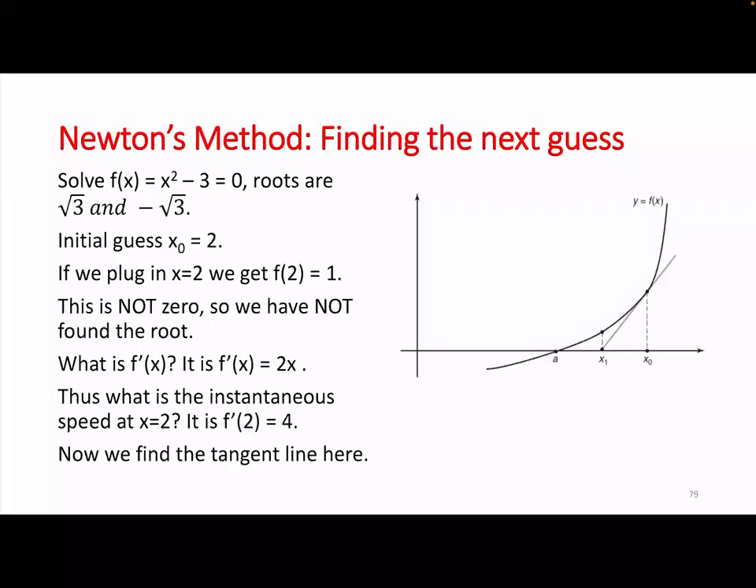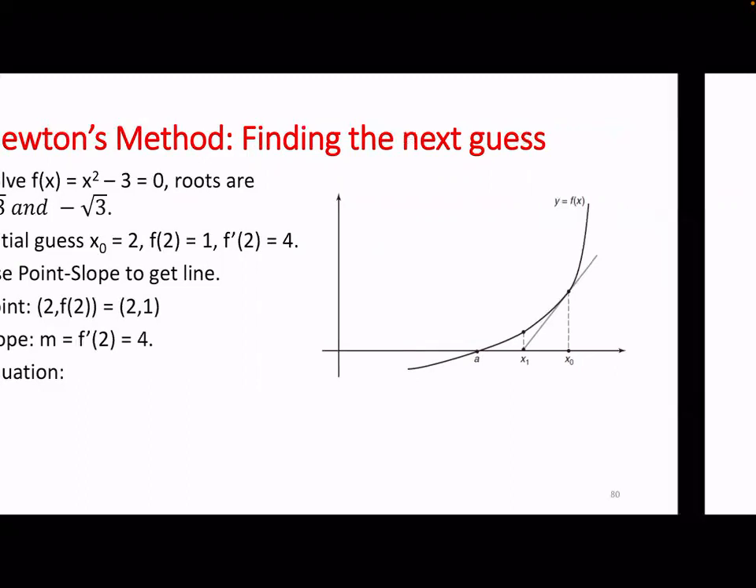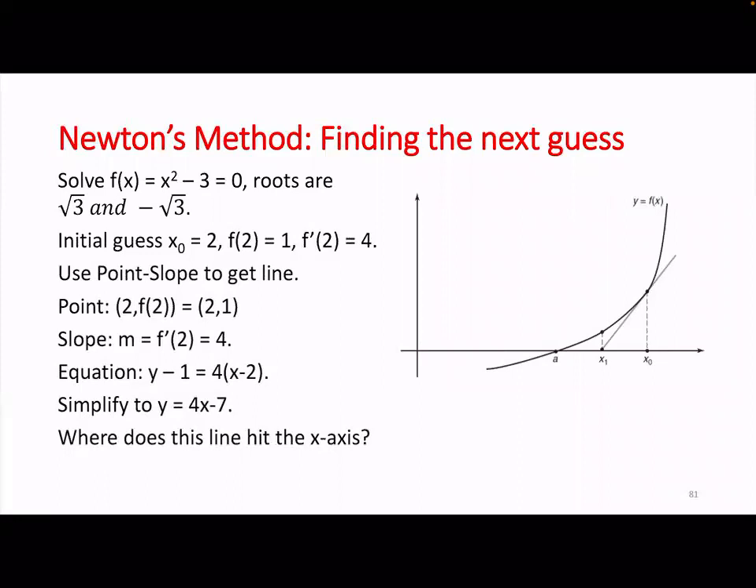So now we draw the tangent line over here, and we see where that hits. We have the point 2, f of 2, which is just the point (2, 1). The slope is f prime of 2, which is 4. So we can write down the tangent line. And again, this is one of the big themes of Calc 1: the tangent line is a great approximation for the function. So we get y minus 1 is 4 times x minus 2, or y equals 4x minus 7. So we want to see, where does this hit the x-axis?